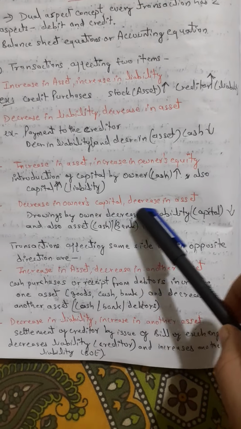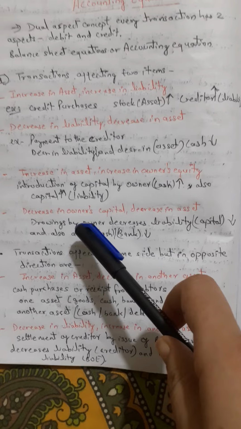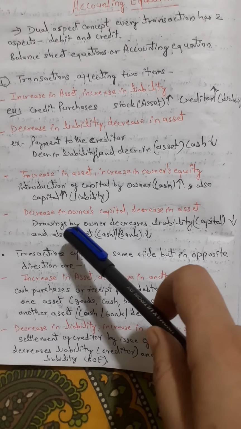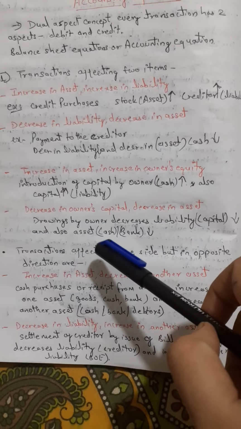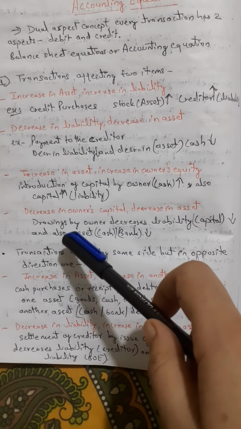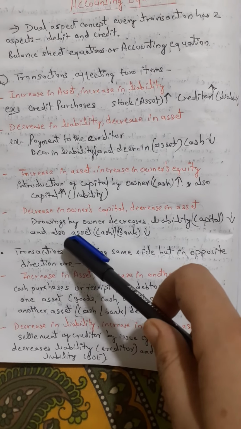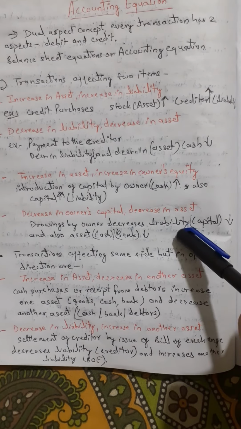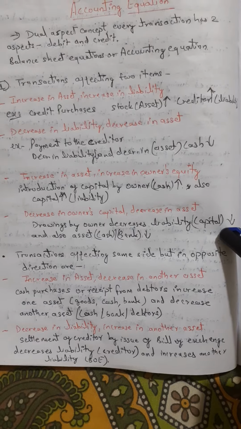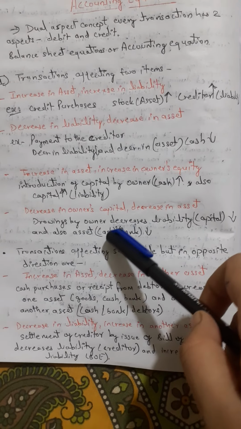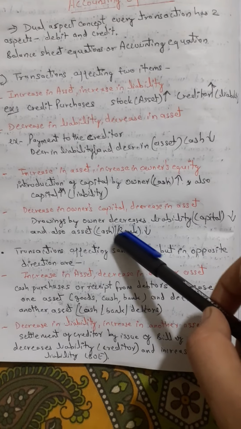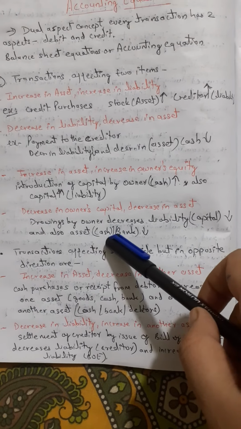Decrease in owner's capital and decrease in assets. Now, how does the decrease in owner's capital happen? Drawings by owner. Drawings means when the owner withdraws money from his business for his personal use. So if drawings are made by the owner, it will lead to a decrease in the liability. Reason: his capital gets reduced and also the cash or bank. In whichever way he is withdrawing, he is withdrawing the money either in the form of cash or through cheque.